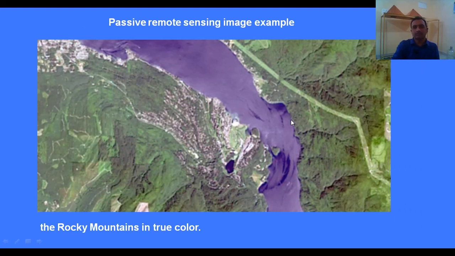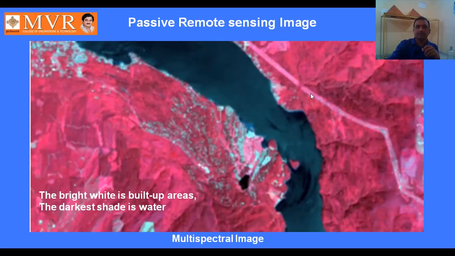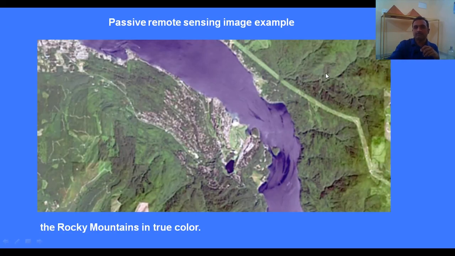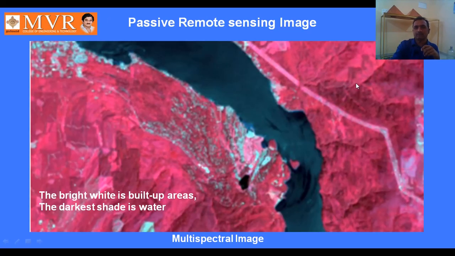This is the true color image. Whenever you take any forest area using your mobile, the forest appears green on the image. Whenever you take a satellite image of the forest area, it appears red. So this is the red. Green appears red. See, this is the red color, this is red color, green.